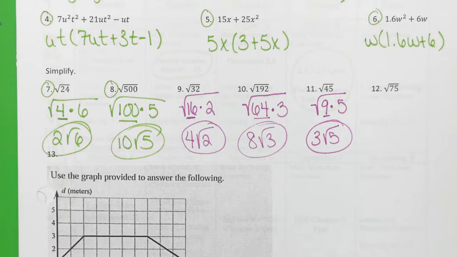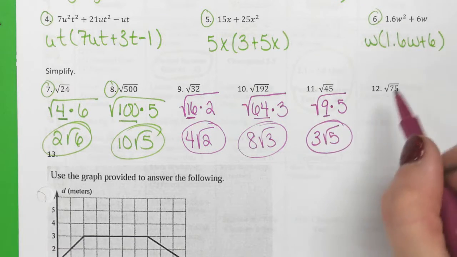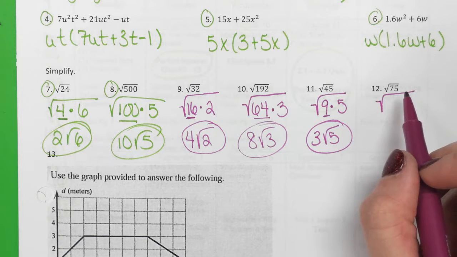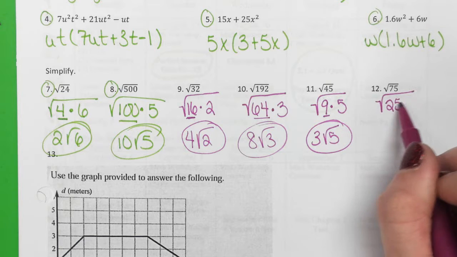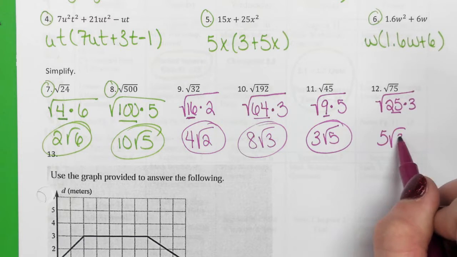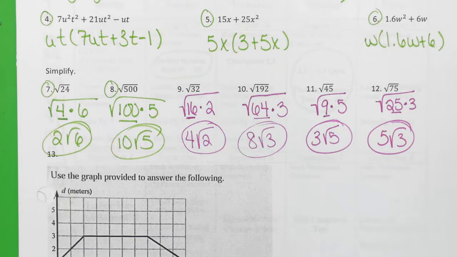Alright, and then 75. What's the biggest perfect square that goes into 75? 2 is not a perfect square. 25. There you go. 25 times what? 3. Square root of 25 is? 5. There you go. Y'all okay?